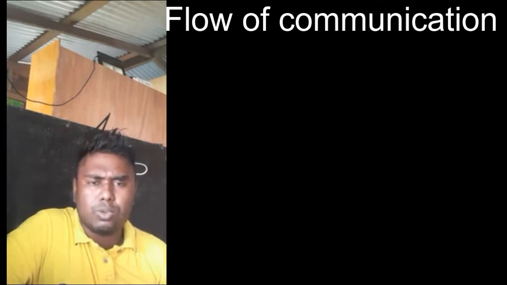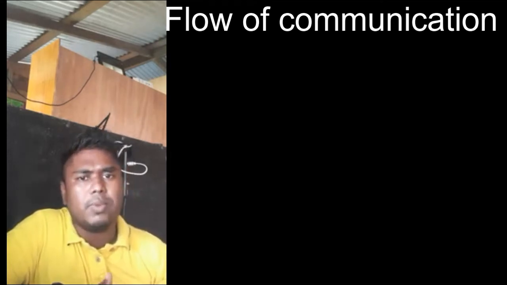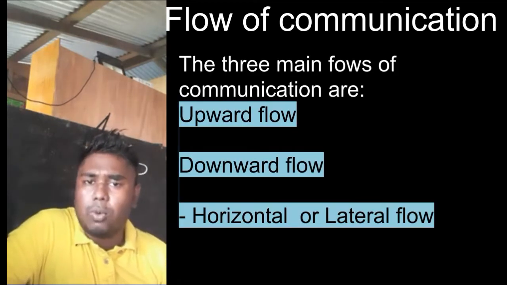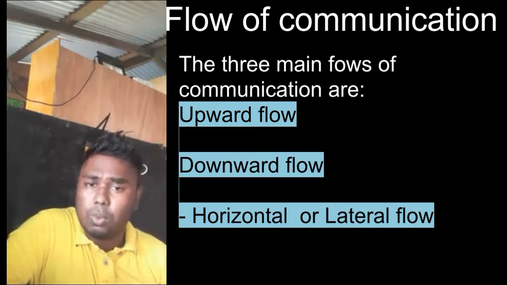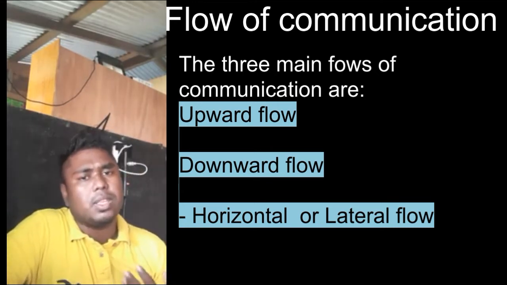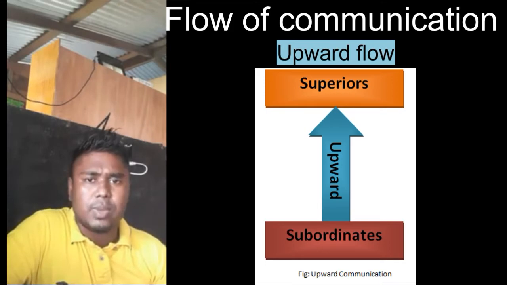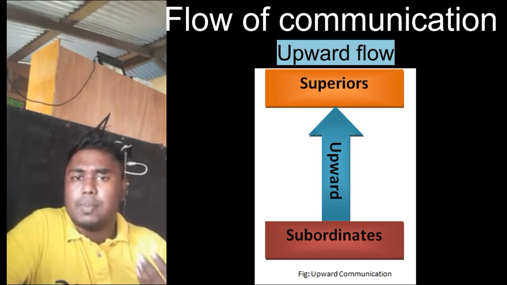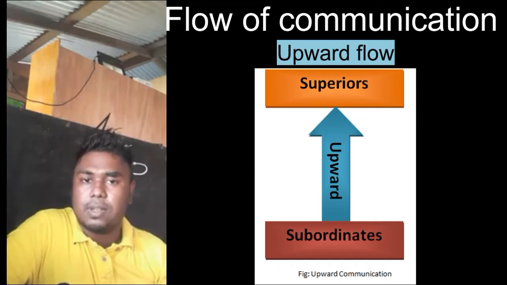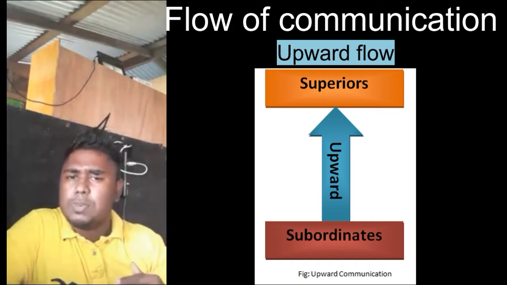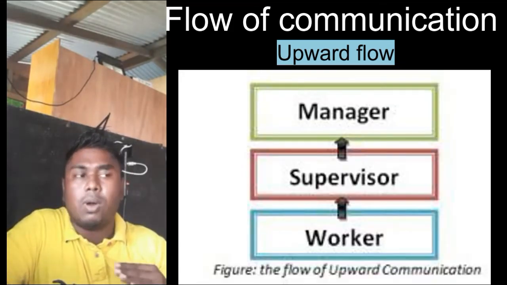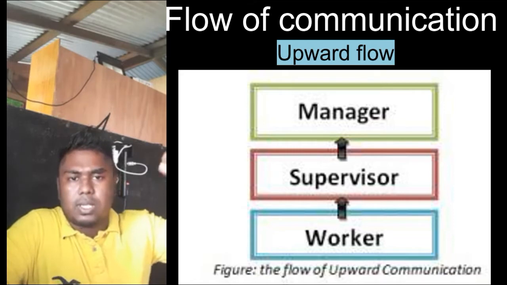There are three main flows of communication, or three main ways that communication flows. There's the upward flow of communication, the downward flow of communication, and lateral flow of communication. The upward flow of communication deals with information or communication being sent from the subordinate to the supervisor. And to understand it more, it's like moving from the lowest position on the organization chart upwards.